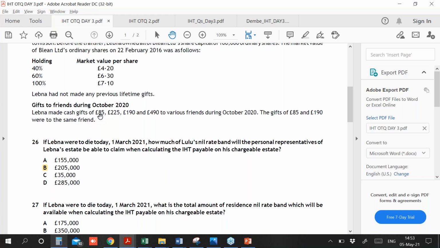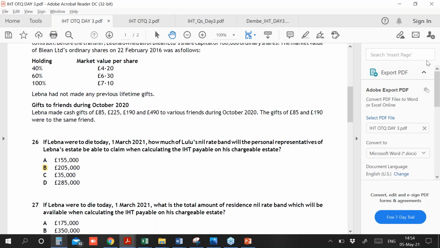Lebna made cash gifts of 85, 225, 190, and 490 to various friends during October 2020. Now, if all of these gifts were to different persons, apart from 490, all three gifts would have qualified for the small gift exemption. But the gifts of 85 and 190 were to the same friend. So, guys, now you tell me which gift out of these four qualify for small gift exemption.